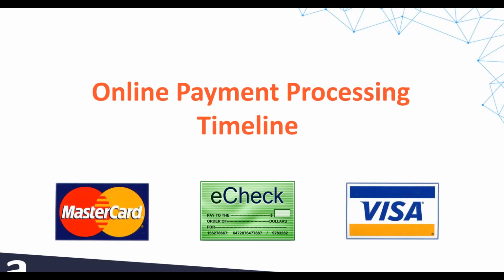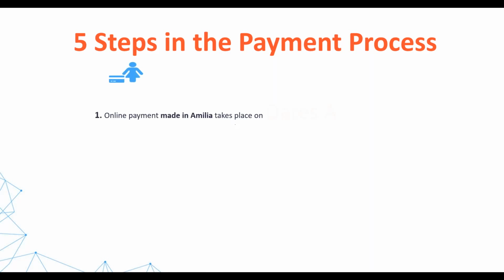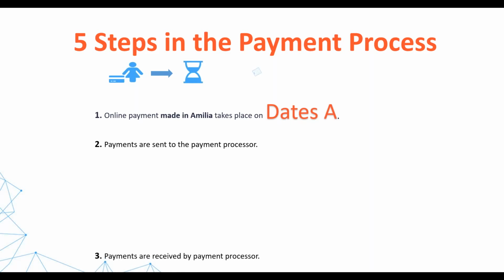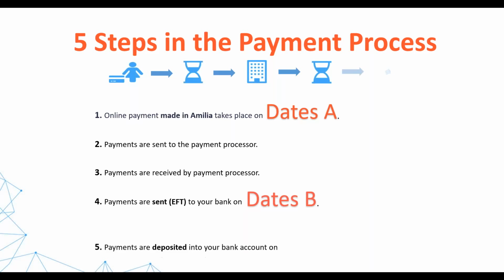So let's get into a timeline of your payments. Your payments can be made by Visa, MasterCard, or eCheck if you allow this. So let's start with our different key dates, starting in chronological order. Firstly, you have the date that your client made a payment in Amilia, which for the sake of this training, we will refer to as date A. After this, these payments are then sent to your payment processor, and of course, they will then be received by your payment processor. The next key date to keep in mind is the date when those payments are sent to your bank, which is what we'll call date B. And lastly, these payments are then deposited into your bank account on date C.